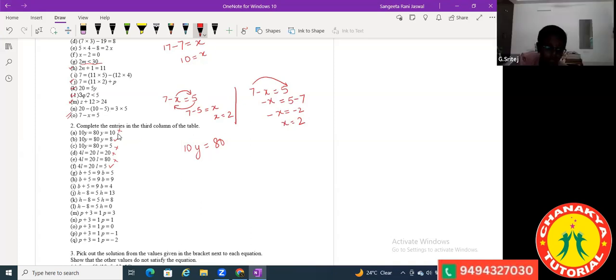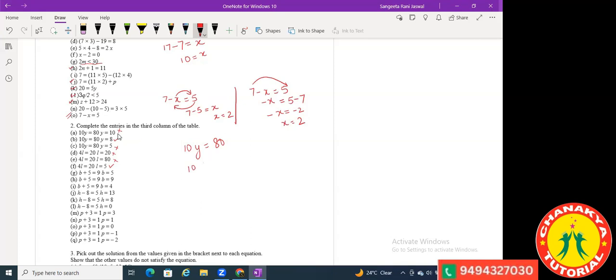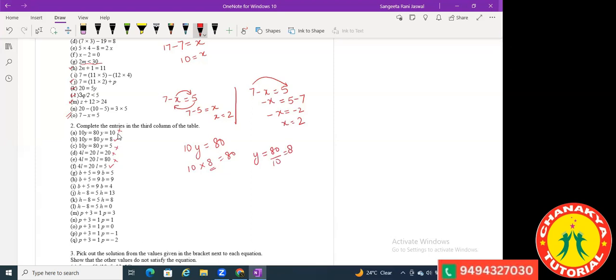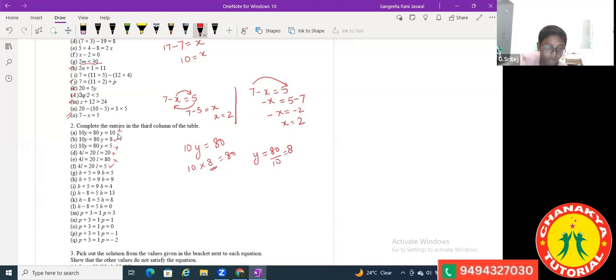Okay. Like suppose if I multiply y, 10, with 8, I will get 80. How did I find this 8? What did I do? I kept y this side. I divided 80 by 10. I got 8. So my value of y has to be 8. Okay, you understood?